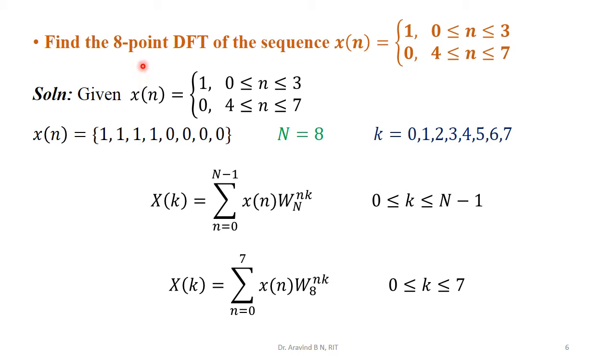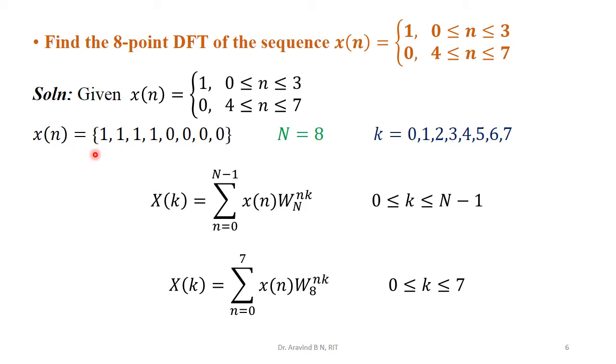Now let us take the calculation of an 8-point DFT. Go through the statement. Find the 8-point DFT of the sequence x of n is equal to 1 for small n ranging from 0 to 3, and 0 for small n ranging from 4 to 7. So there are totally 8 points ranging from 0 to 7. The first 4 values will have the value 1, and the remaining last 4 values will have the value 0. That is what is represented here as the given data.